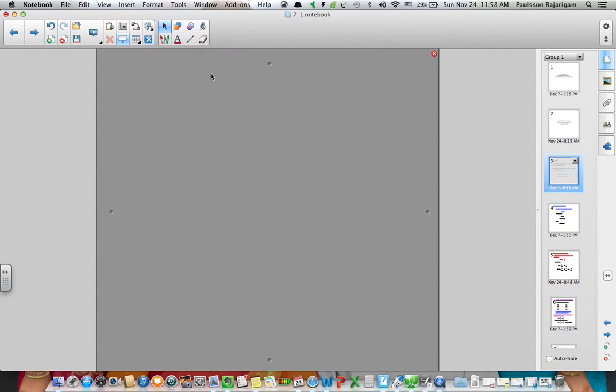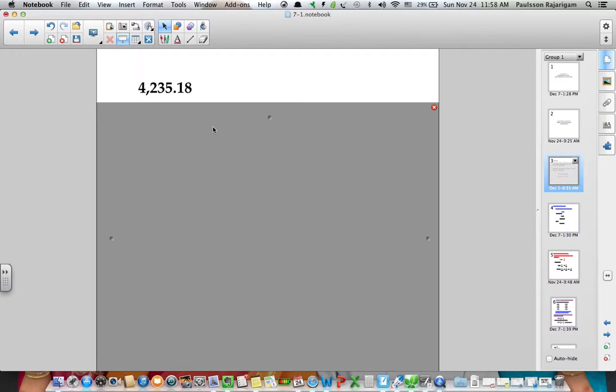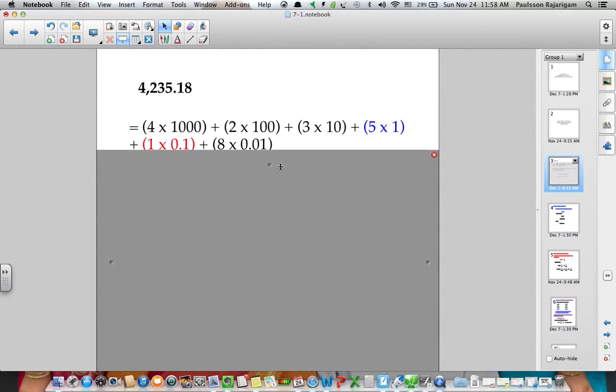Remember this number, 4235.18. If we gave you a number like this, we asked you to write it in expanded form using place value. So you write this as 4 times 1000 plus 2 times 100 plus 3 times 10 plus 5 times 1 plus 1 times 1/10 plus 8 times 1/100.